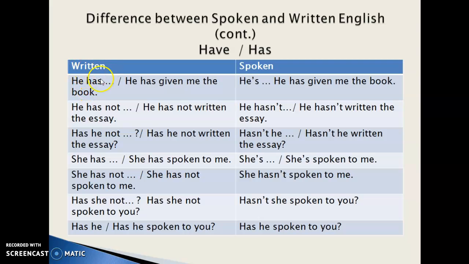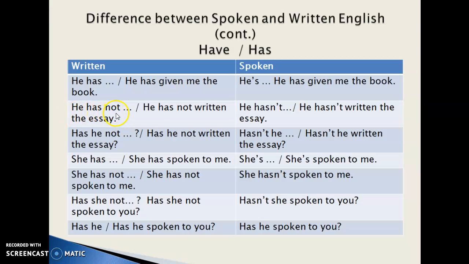We are looking at the written structure and the spoken structure. In the written structure, we have the expanded form, he has. In the spoken structure, we have the contraction of he has, that is, he's. Let us begin. He has. He has given me the book. He's. He's given me the book.